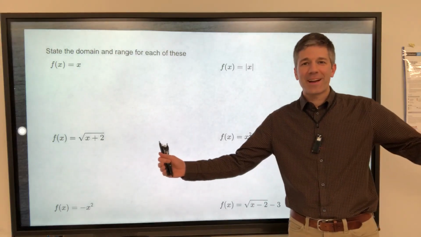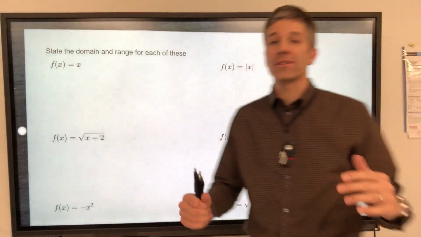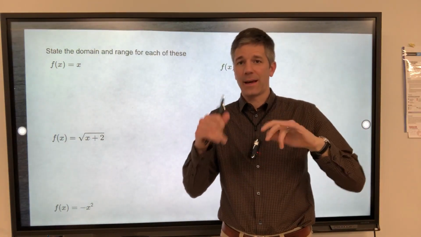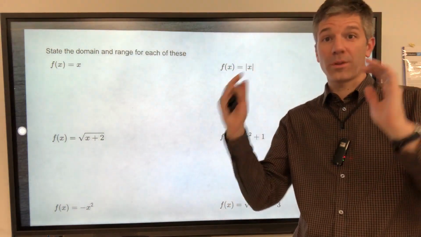Who wants to find the domain and range? I do. Let's do it. Okay, domain and range for each of these, I'm going to use interval notation. I am not going to use the less than x, less than inequality notation. I'm going to do the braces or the parentheses.